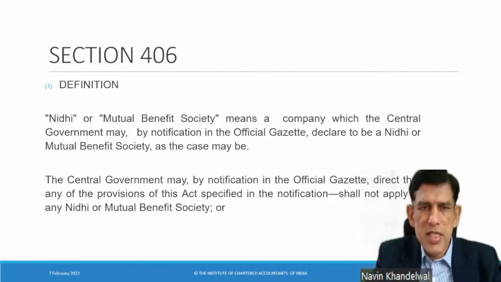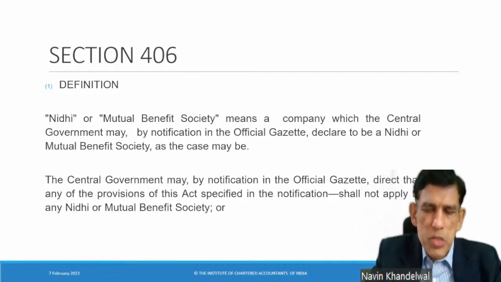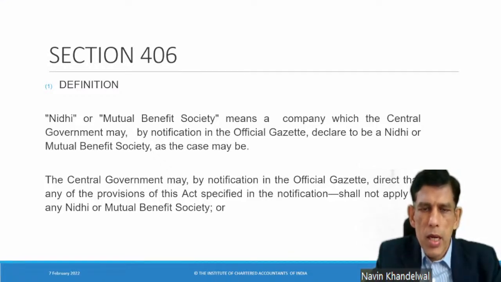So Nidhi companies, section is 406. There are a lot of rules with respect to Nidhi companies and sections are very few. So 406, which defines Nidhi companies. So definition is very simple, friends. Definition is not that much complicated.